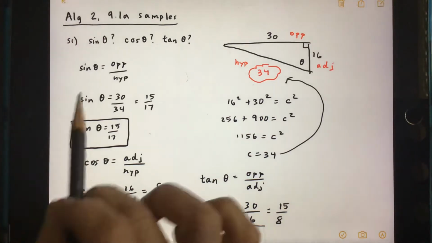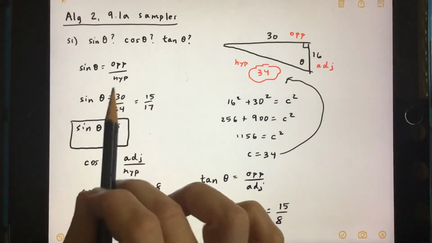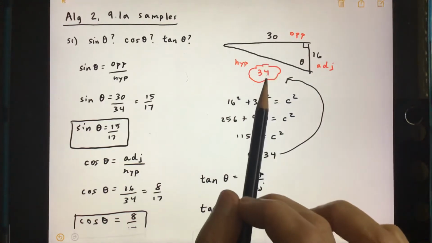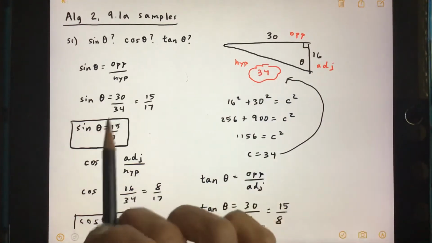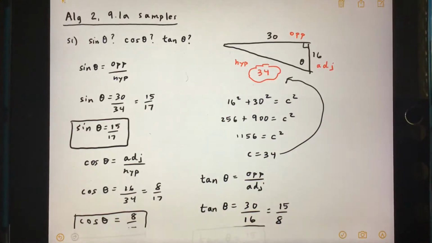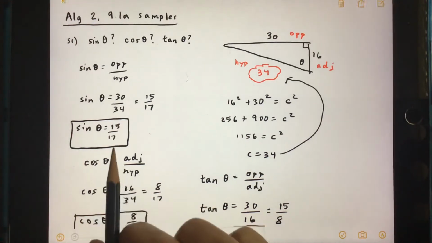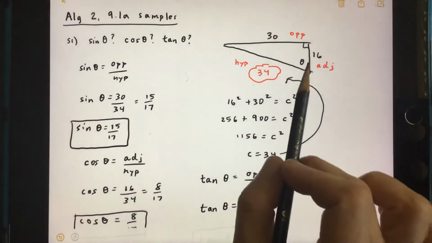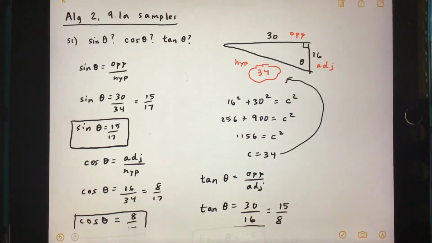So for sine, I'm going to pick up the numbers on the opposite and the hypotenuse sides of my triangle. So opposite is 30 over my hypotenuse 34, and then I'm going to reduce that fraction down. 30 over 34 reduces to 15 over 17. If I can reduce, I must reduce. And if there's a radical involved, it needs to be in simplest radical form. There's no radical here, so I've just simply reduced my fraction down to 15/17, and I know now my sine ratio for this triangle in relation to this angle theta is 15 over 17.